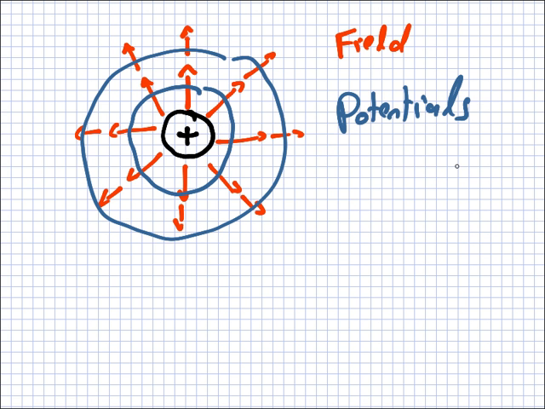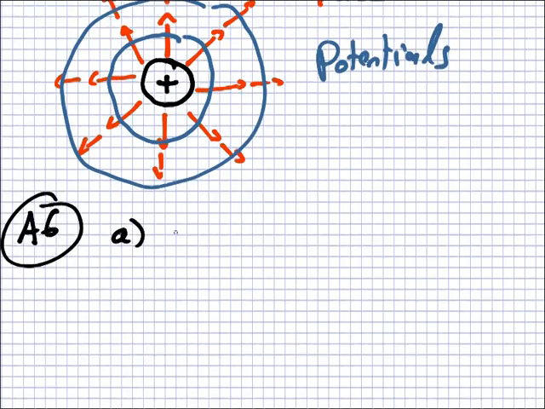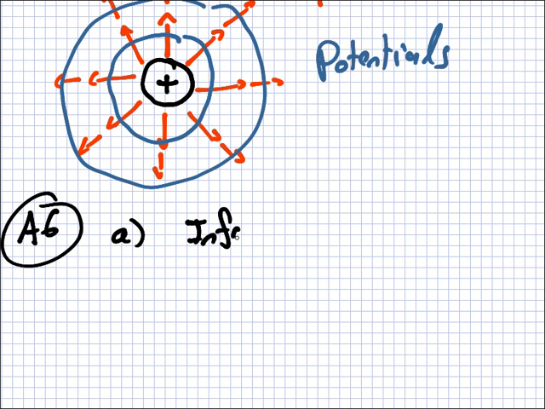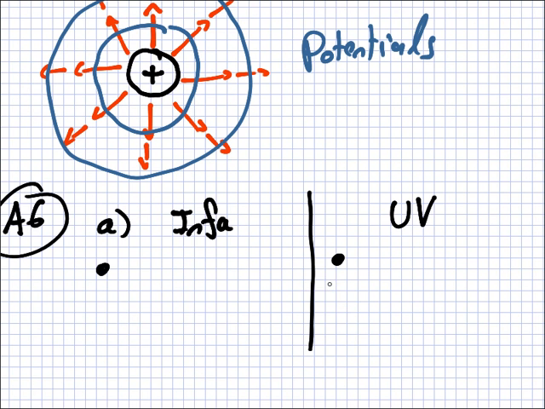A6. A, give one similarity and one difference between the properties of infrared and ultraviolet electromagnetic radiation. Okay, so we have infrared and ultraviolet. Let's focus on something that they both have the same. Well, they're both electromagnetic waves, so they both travel at the speed of light. That's an easy one. But now a difference.